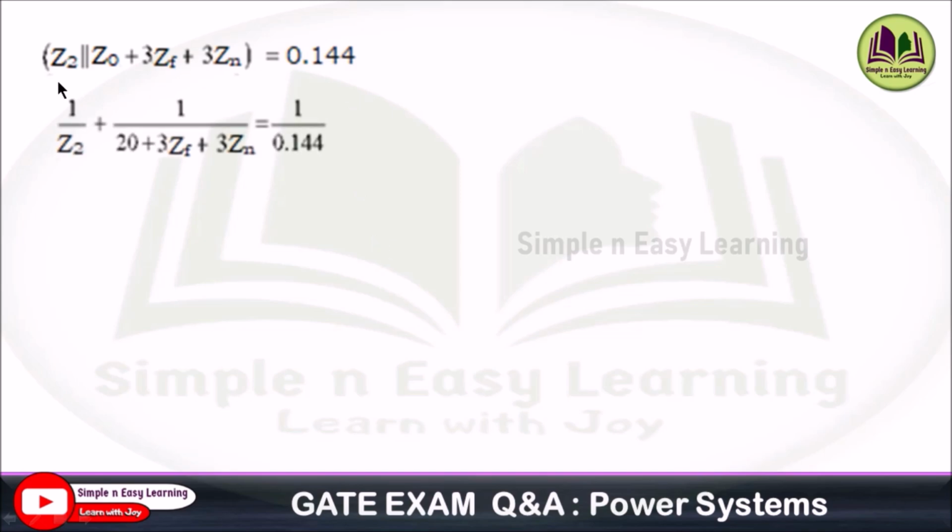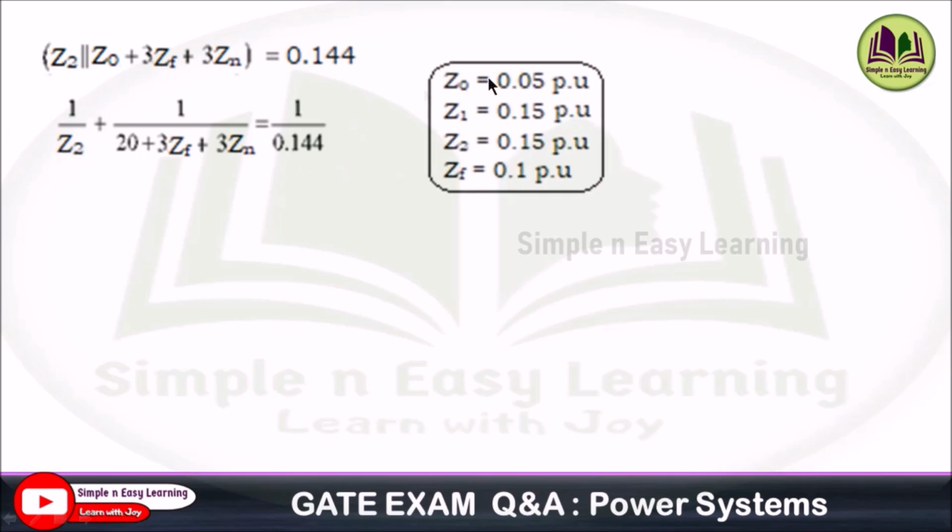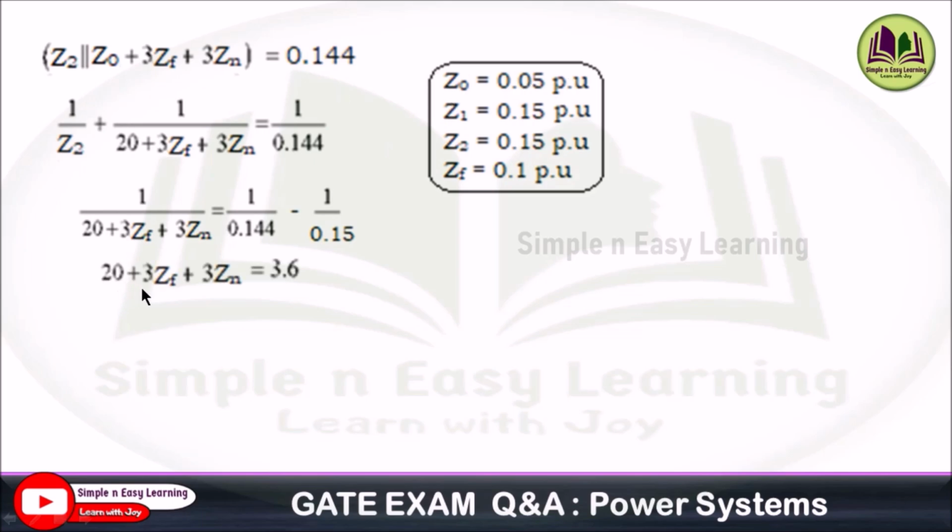The parallel combination is 1 by Z2 plus 1 divided by Z0 plus 3ZF plus 3Zn, which equals 1 divided by 0.144. Recall that 1 by R equivalent equals 1 by R1 plus 1 by R2 plus 1 by R3. Like that we can substitute; these values are given in the problem, so we can substitute all the values. Z0 plus 3 into ZF plus 3Zn equals 1 by 0.144 minus 1 by 0.15. Z2 is 0.15, so taking this Z2 to this side, it becomes minus 1 by 0.15. Simplifying this, you will get 3.6.